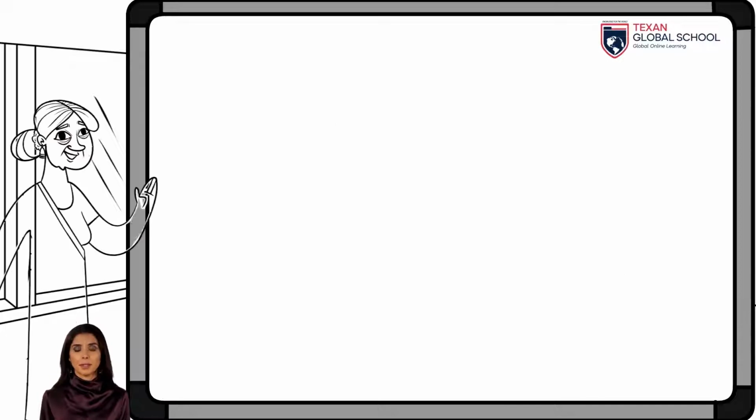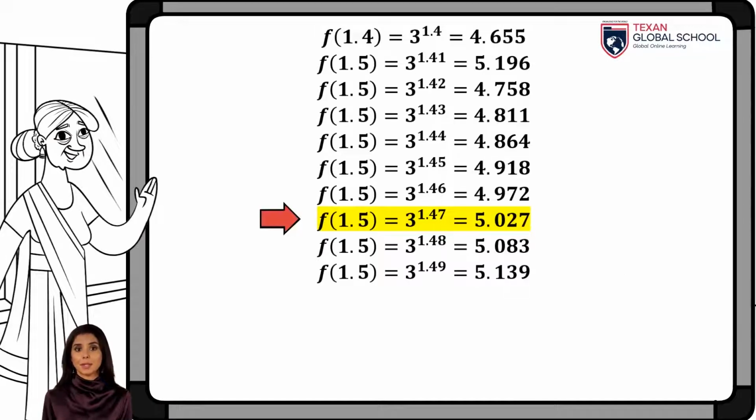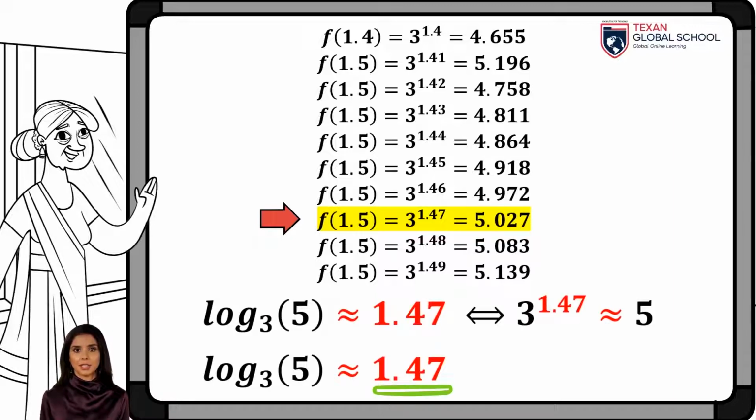Proposing more values, we can see that a comparable value is raising 3 to the power of 1.47, resulting in 5.027. In this case, we will leave the iterations up to these 2 decimal places. However, the decimals can be increased to obtain a more exact value. Calculation can also be done with tables or engineering calculators. We conclude that 3 to the power of 1.47 is approximately equal to 5. Therefore, the logarithm base 3 of 5 is equal to 1.47.